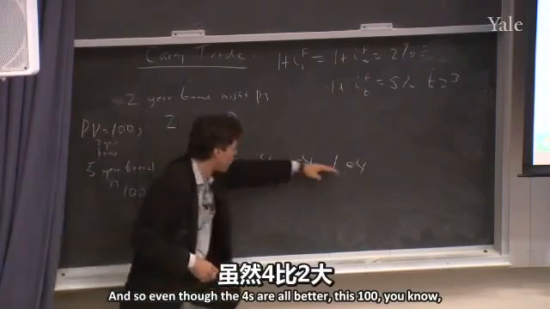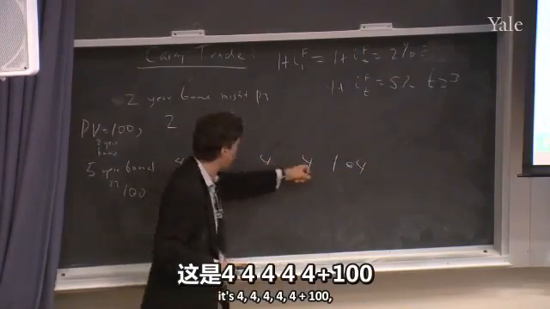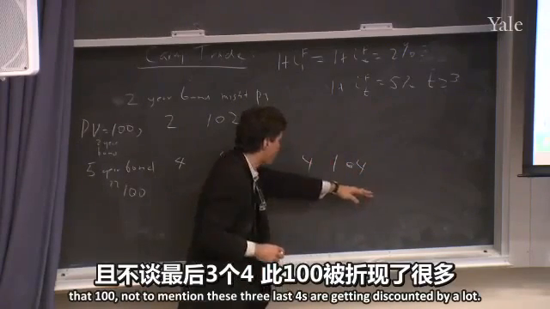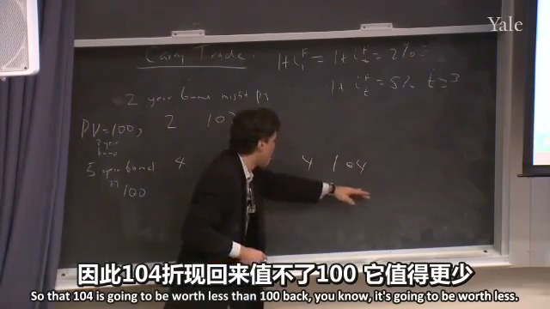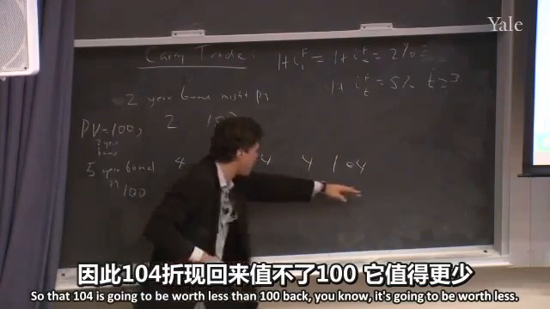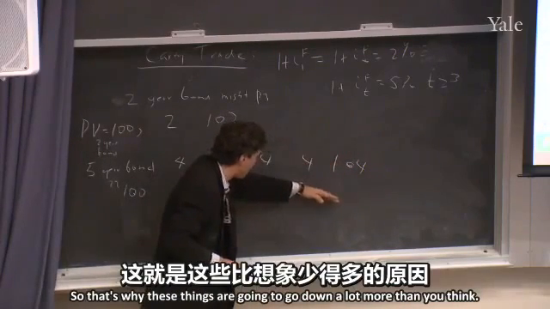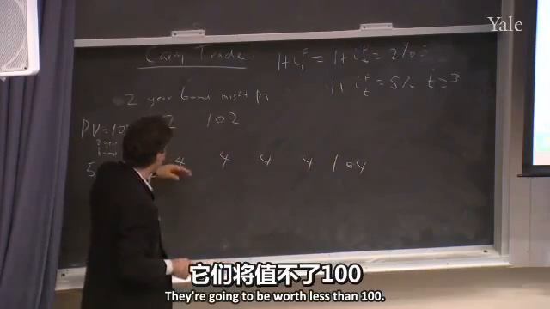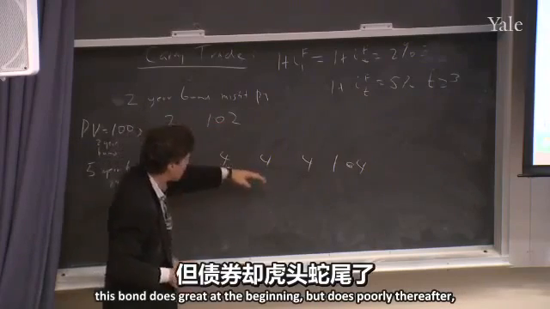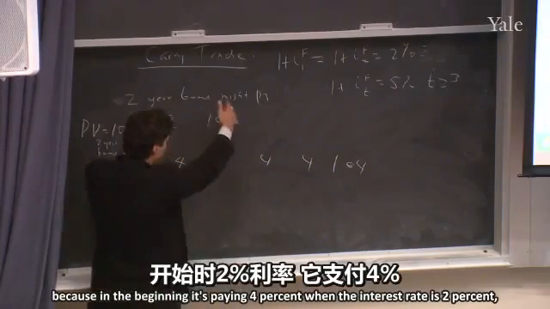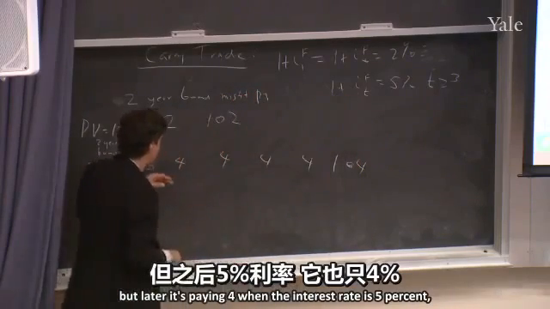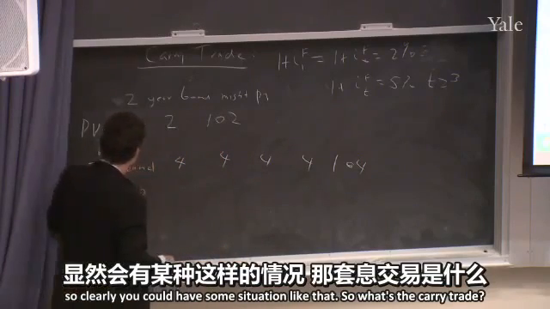And so even though the 4s are all better, this 100, it's 4, 4, 4, 4, 4 plus 100. That 100, not to mention these last three 4s, are getting discounted by a lot. So that 104 is going to be worth less than 100 back. That's why these things are going to go down a lot more than you'd think. They're going to be worth less than 100. So even though these things are better than the 2% rate, this bond does great at the beginning but does poorly thereafter. Because at the beginning it's paying 4% when the interest rate is 2%, but later it's paying 4s when the interest rate is 5%. So clearly you could have some situation like that.